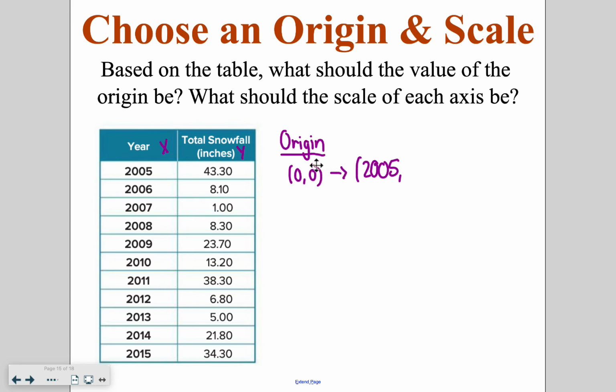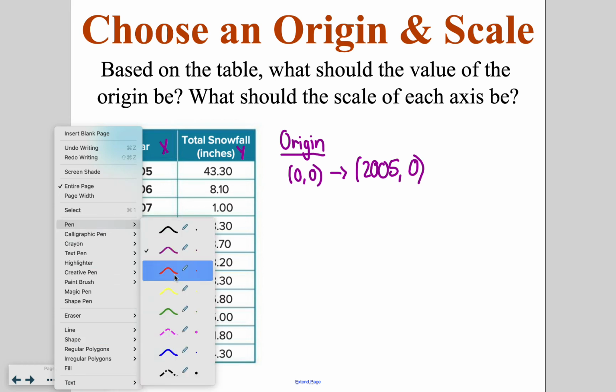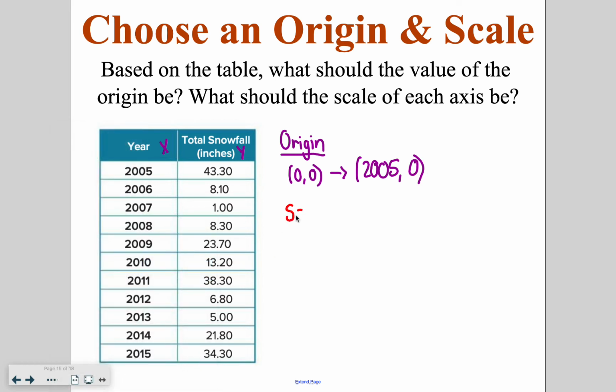So I want to make sure I'm still starting at 0 for this one, because I need to start at 0 and then move up in terms of my total snowfall. Then I need to figure out the scale. What is appropriate for us to count by as we are moving along the graph?